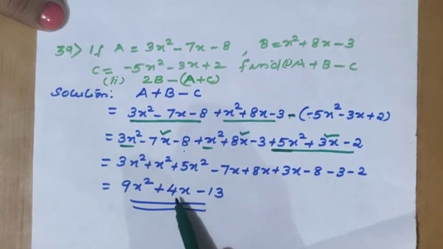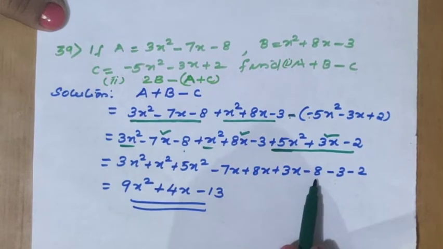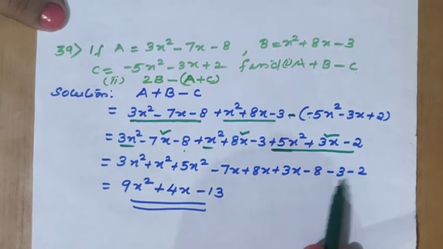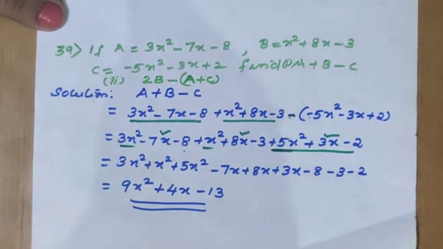11 has the greater number, so its sign is positive, and 4 also has a positive sign. Now minus 8 minus 3 minus 2: 8 plus 3 is 11, plus 2 is 13, with a negative sign, so minus 13. So what is A plus B minus C? It is equal to 9x square plus 4x minus 13.